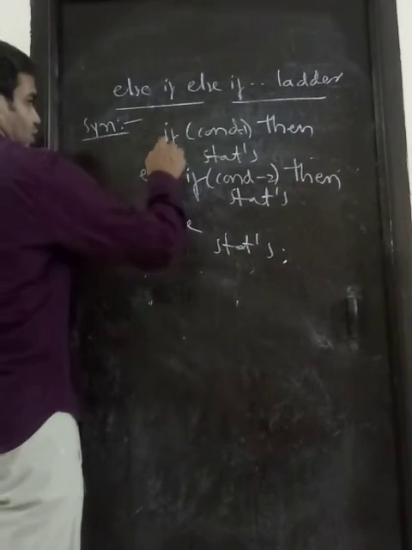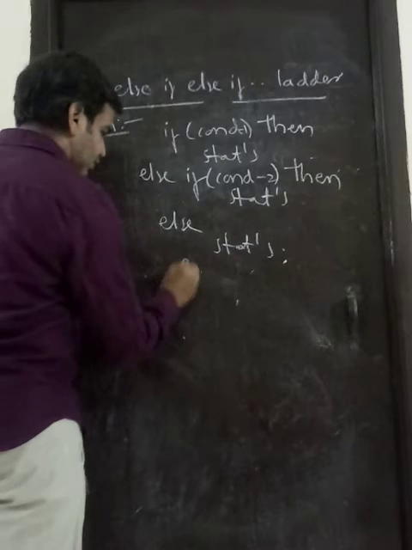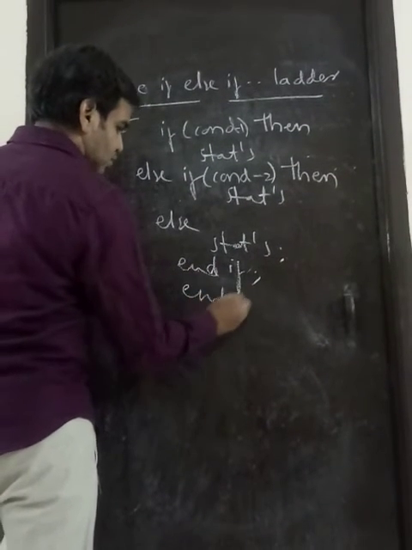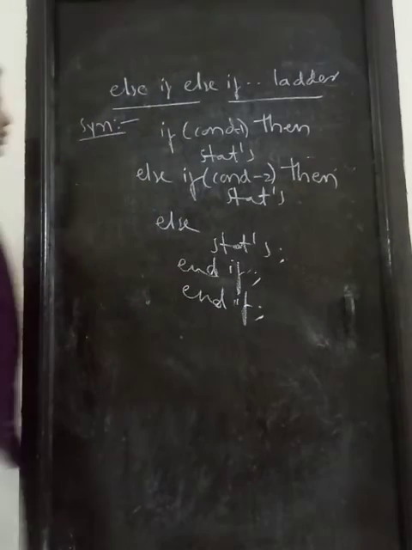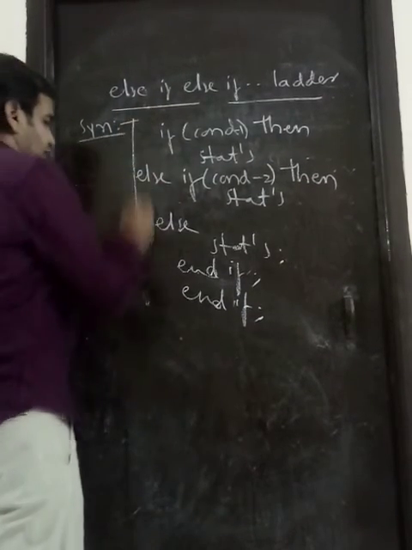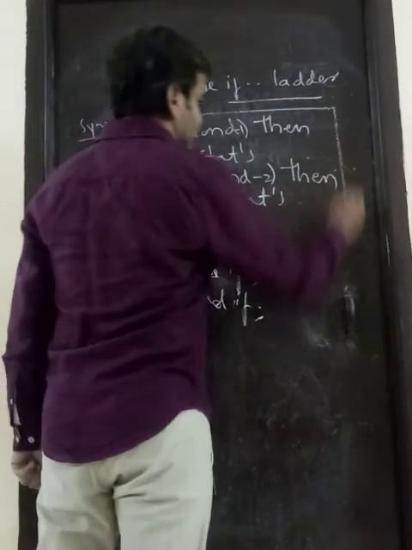So here there are 2 ifs, so we should terminate with end if and end if. So if you take multiple ifs, we should terminate with multiple end ifs. This is the syntax of the else if ladder.